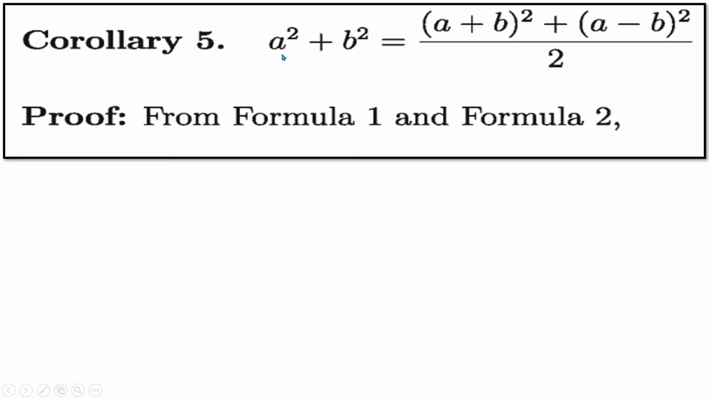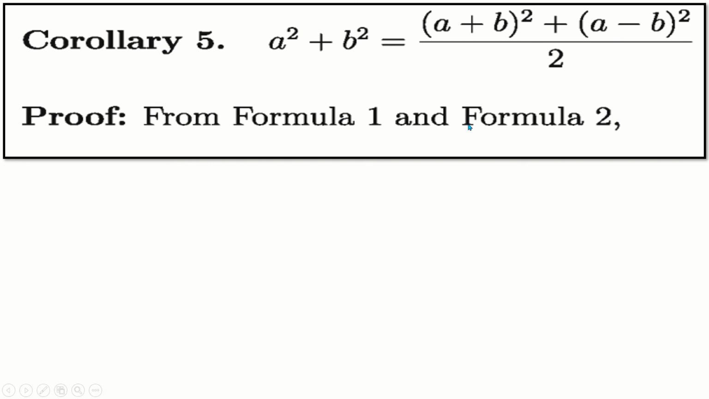Corollary 5: a square plus b square equals (a plus b) whole square plus (a minus b) whole square, all divided by 2. Now follow the proof. a square plus b square, we will get three corollaries. One is this, another is (a plus b) whole square minus 2ab, and another is (a minus b) whole square plus 2ab. Okay. And after cross multiplication we'll get 2 into (a square plus b square) equals (a plus b) whole square plus (a minus b) whole square.